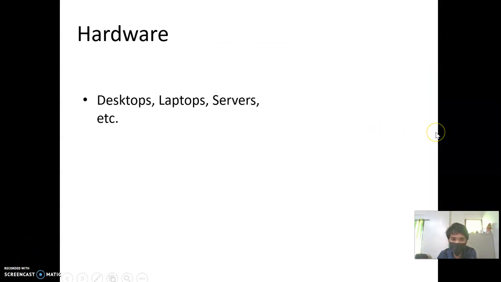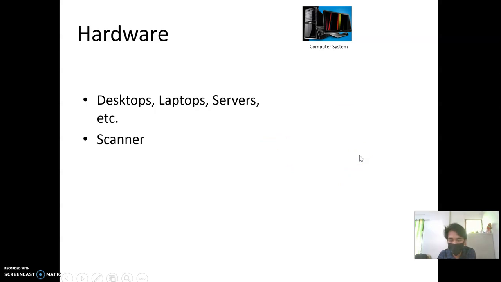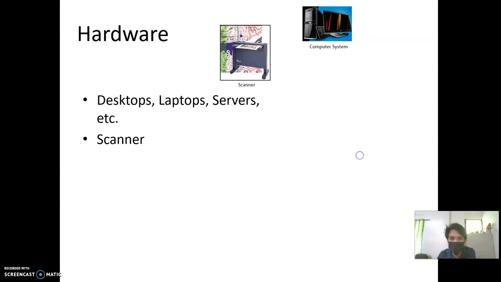So we have what we call hardware. Of course, it's very important that we utilize hardware in order for you to operate the GIS system. The most common is your desktop, or laptops or servers where you can install the GIS system. The scanner, of course, is very important if you have available printed maps. You just scan that and save it as a picture so that you can input it. We call that geo-referencing in your GIS system.